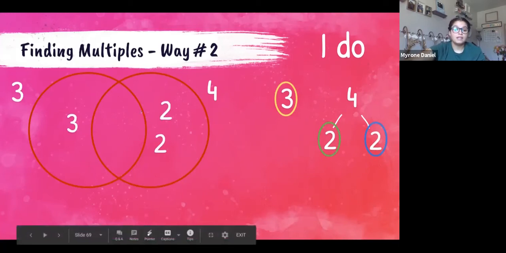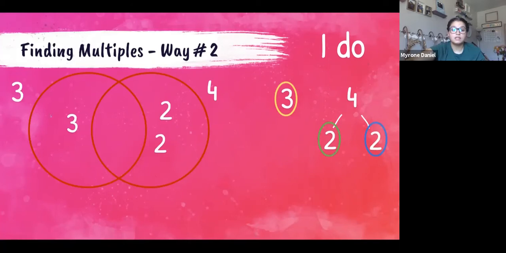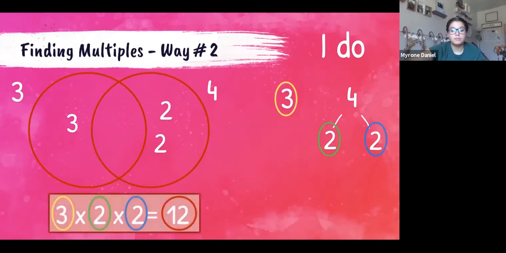We don't have anything in the middle because there's nothing similar between these two numbers. 3 times 1 is 3 and 2 times 2 is 4. They're not multiples of each other, so they're going to be separated. But in order to find the least common multiple, we have to multiply all of these numbers together. So we have 3 times 2 times 2, and that's going to give us 12, which is also our least common multiple that we found in the T-chart.